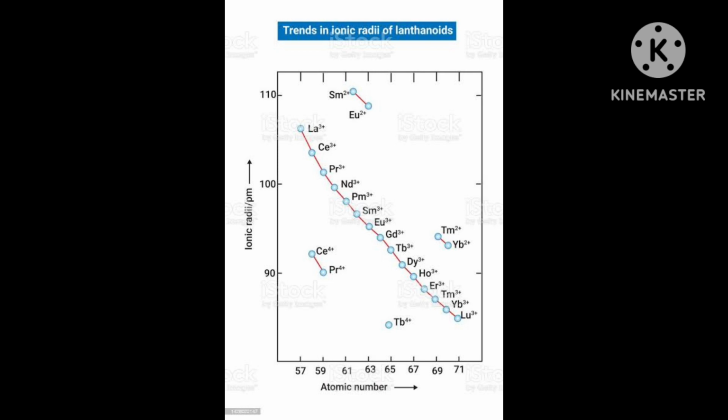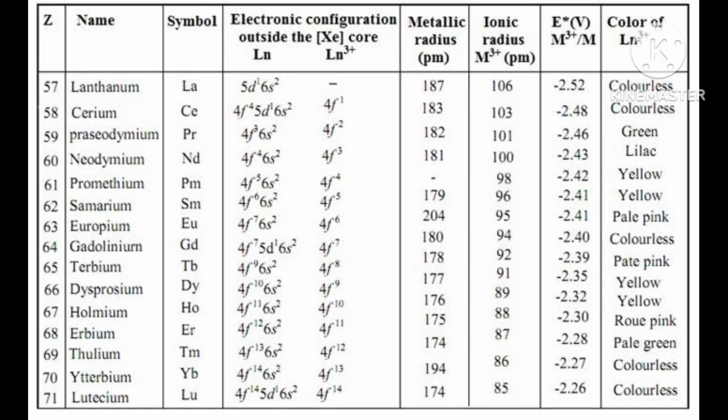Same way, promethium, Pm is 4f5 6s². Then same way what I told, if you want to get Ln2+, then 2 electrons will go. If 3+, then one more electron will go, then 4f4 will remain. Then everywhere the same thing will happen. And its radius, you can see, Pm, promethium, 181. Its radius is 181, and Ln3+ is 98.